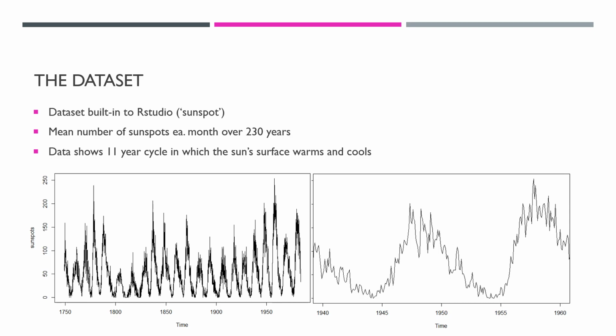And the data here actually shows the roughly 11-year cycle in which the sun's surface warms and cools due to magnetic shifts. And you can see over there on the left, that's the entire history. On the right is zoomed in to about a 20-year period, so we can see those oscillations a little cleaner.